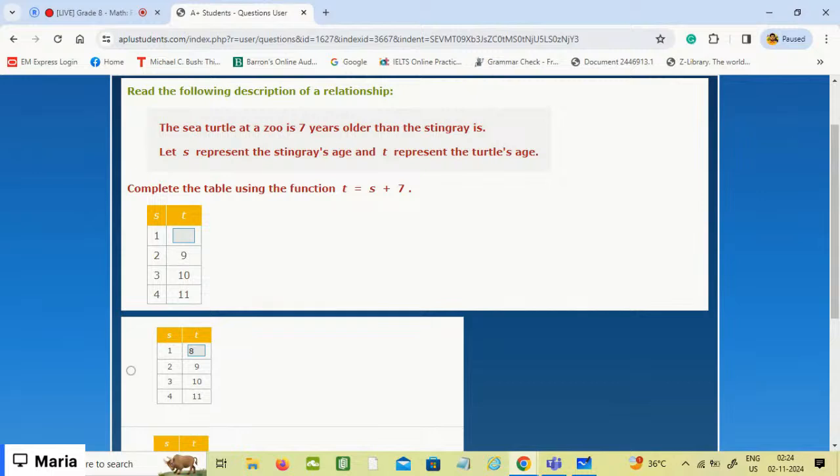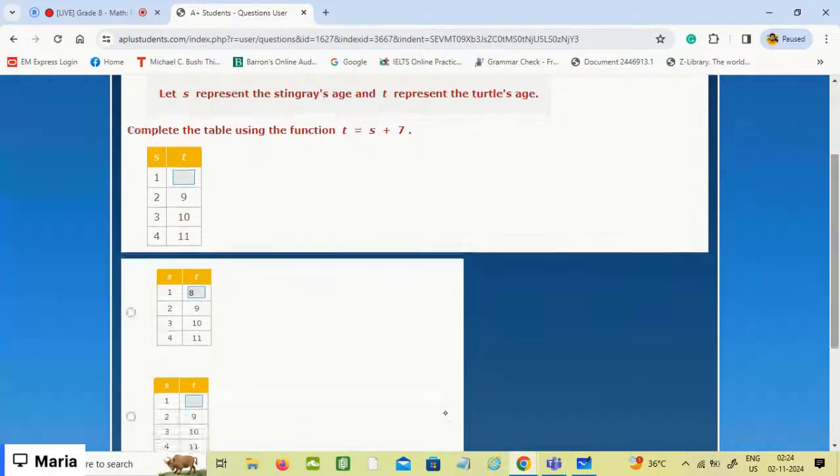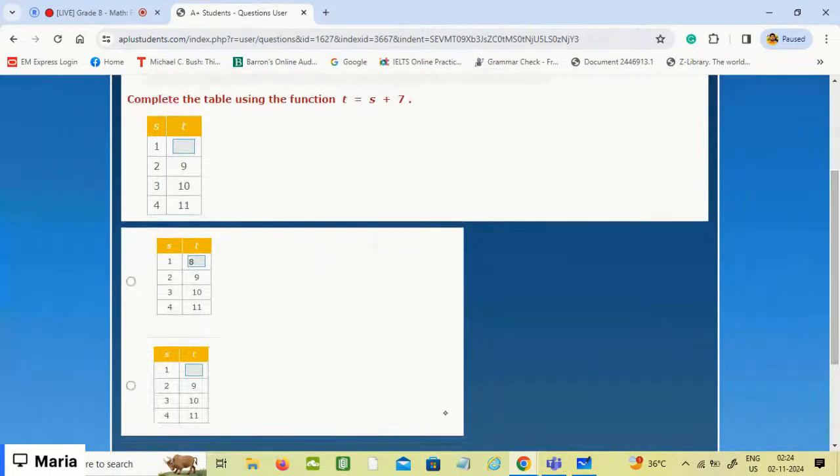S equals 1. So replace S with 1, right? So 7 plus 1 equals 8. Option number 1 is the correct option. The correct option is 8.